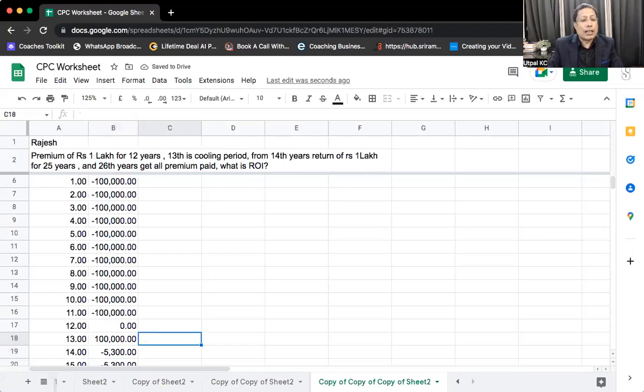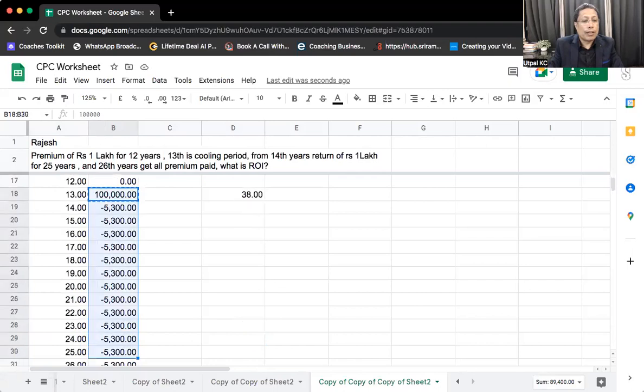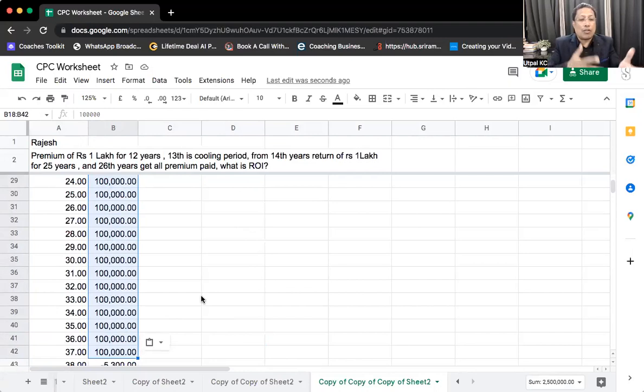25 years means 13 plus 25. How much will it be? 13 plus 25, 38. Okay, for 38, right? Thirty-seven, because it's starting from this thing, no? So then 25 lakhs for 25 years.